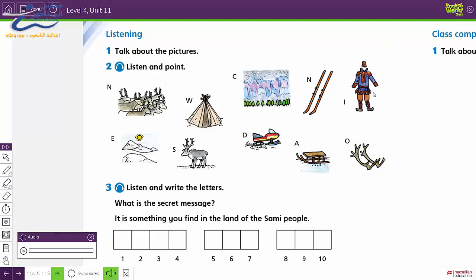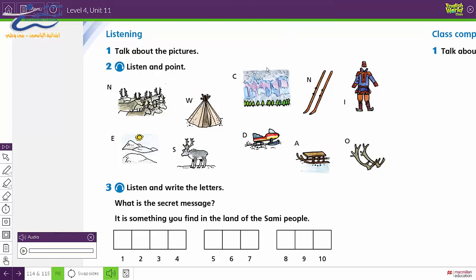Number 9. The land of the Sami people is in the north of Europe. The winters are very long and dark. Sometimes you can see the northern light in the sky. Which picture? Yes, this one.